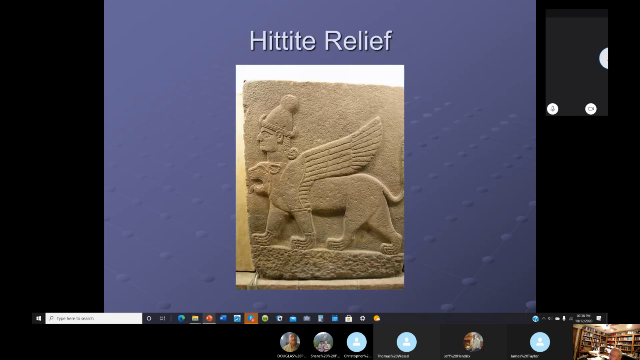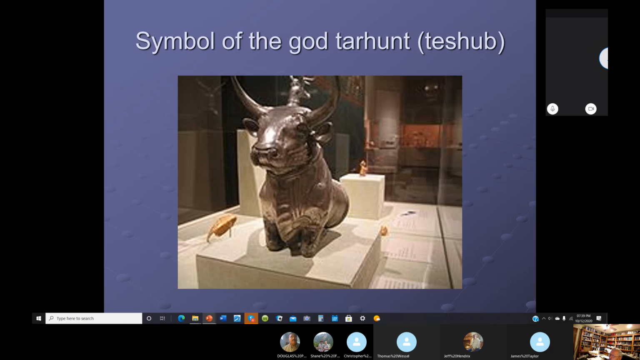Here's one of their relief carvings on one of their buildings, a Hittite relief. It looks like a lion or some kind of a big cat with wings on it, and then a man too. Kind of crazy looking stuff, but they have some wild ideas about stuff. All right, here's one of their gods, Tarhunt, Teshub. And so they found that god that they worshipped, almost like the Apis bull the Egyptians worshipped, didn't it?